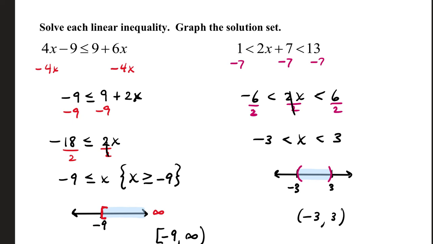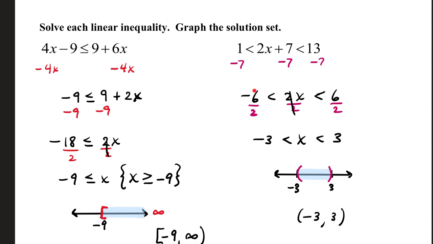The example in the upper right is called a compound inequality. 1 less than 2x plus 7, which is less than 13. When you run into compound inequalities, the idea is to isolate x in the middle. So let's subtract 7 everywhere on all three sections, the left, the middle, and the right.